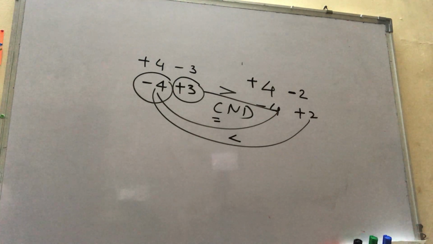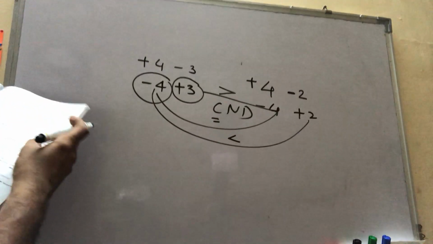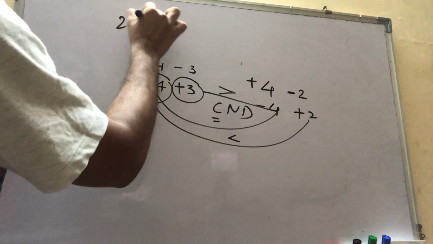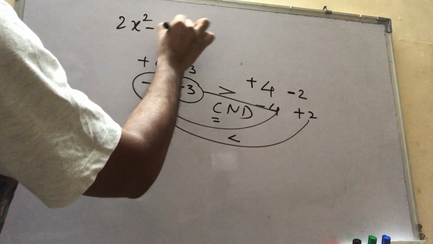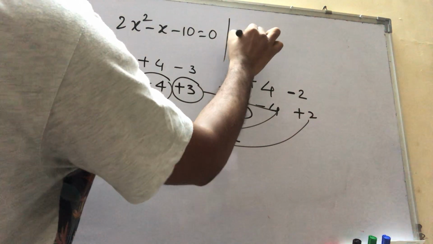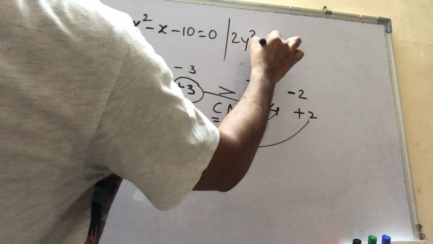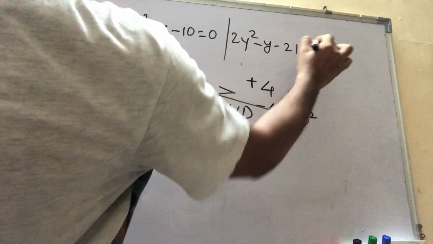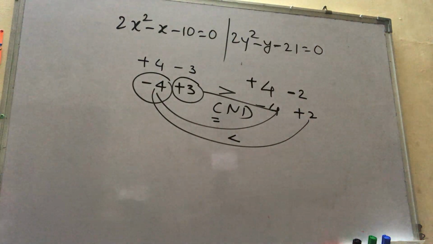Write down the next problem, where you will have both the signs minus minus. 2x square minus x minus 10 is equal to 0, and 2y square minus y minus 21 is equal to 0. Do this.